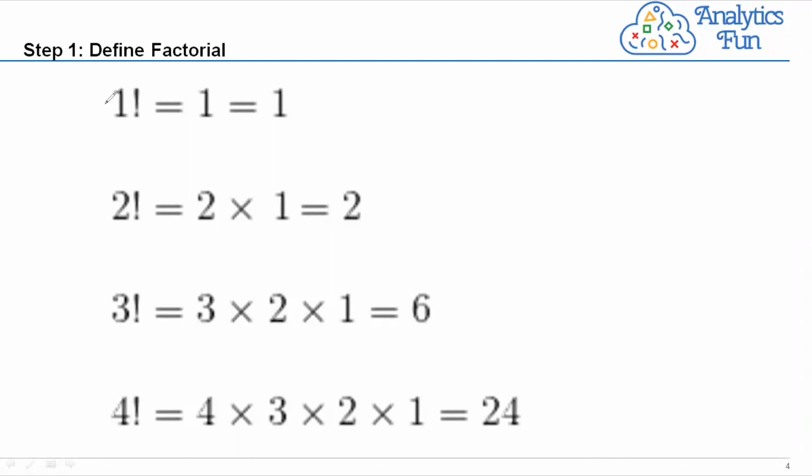Now here is a quick diagram to explain the different factorials. For example, 1 factorial is 1, 2 factorial is 2 into 1, which is 2, 3 factorial is 3 into 2 into 1, which is 6, and 4 factorial, which we have calculated in the previous video also, is 4 into 3 into 2 into 1, that is 24. So here is a quick example of factorial for the first few positive integers.